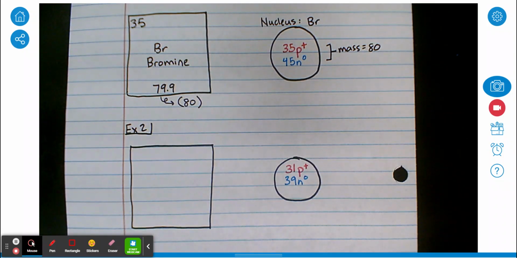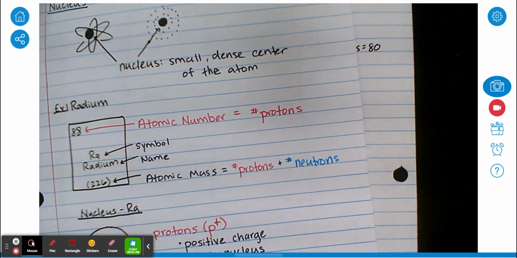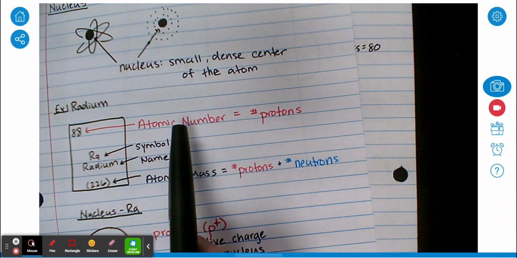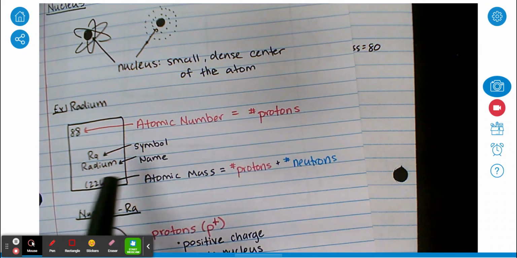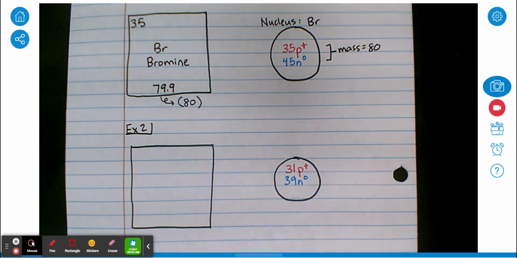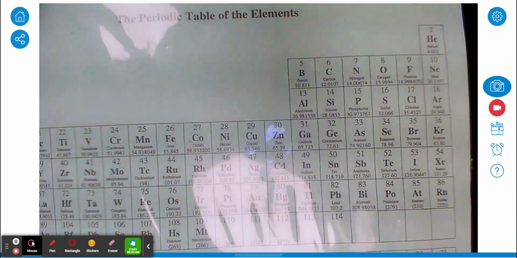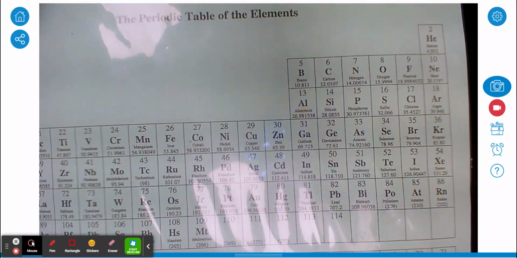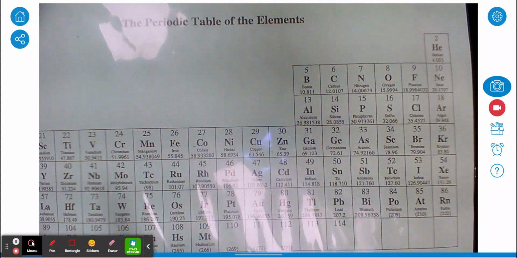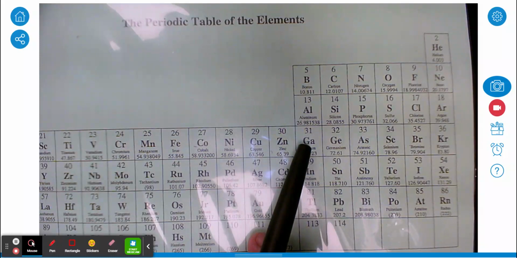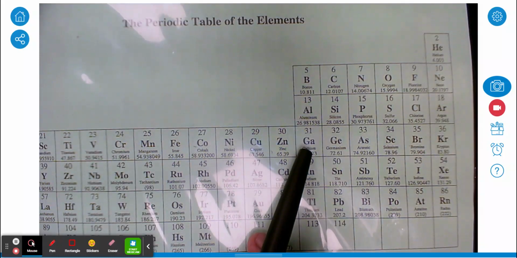Now, here you've got to remember way back to when we started our notes. Our protons are actually our launching point, because our protons give us our atomic number, which is going to fill out our name and our symbol. So my protons in this example are 31 protons. So I'm going to pull out my periodic table. Sorry about the glare. I'm going to find element 31. Element 31 is gallium, Ga.